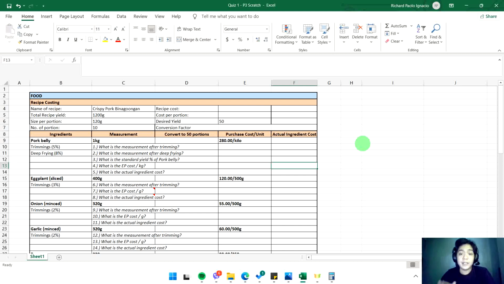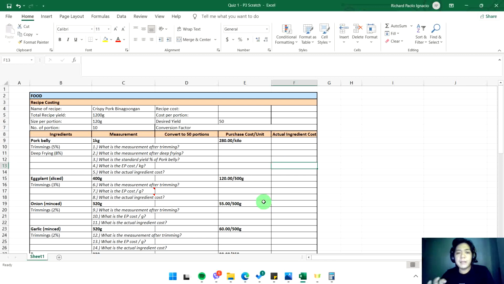This will be a very quick crash course on how to properly compute food and beverage costing with wastages, with trimmings, and with conversion or yung ating recipe quantification. Nagbigay na ako sa inyo ng scratch paper on how to compute yung ating mga ingredients with EP or yung edible portion and AP which is yung actual portion or as purchased portion.